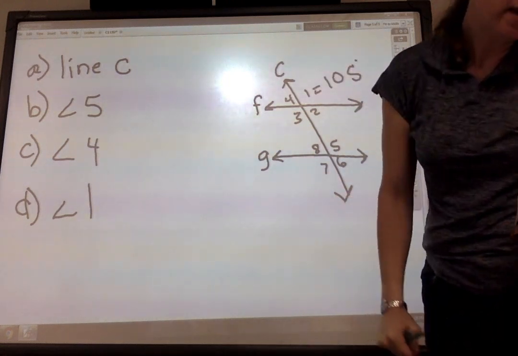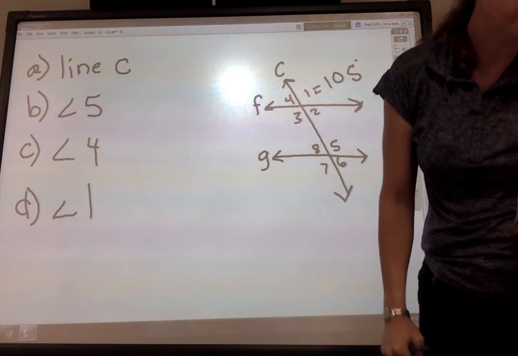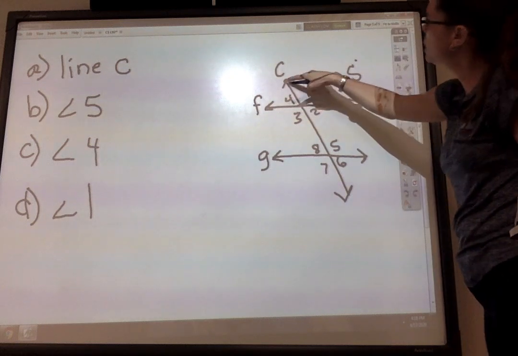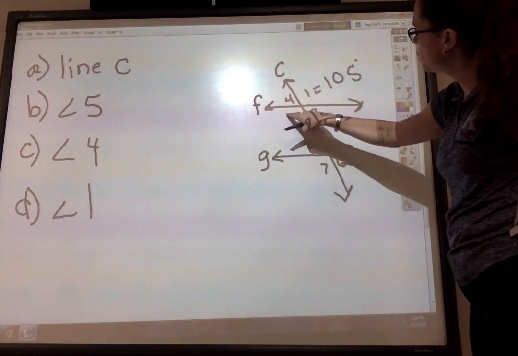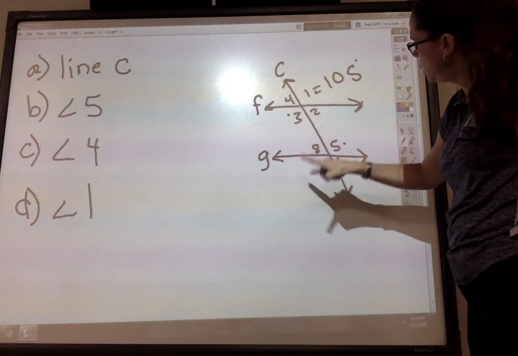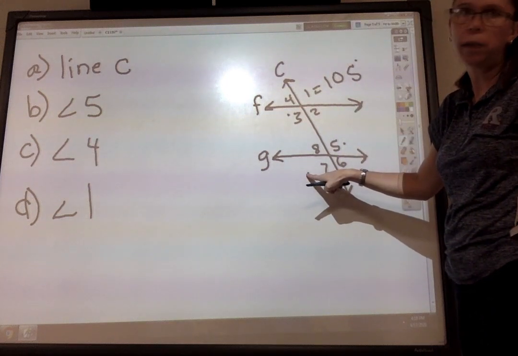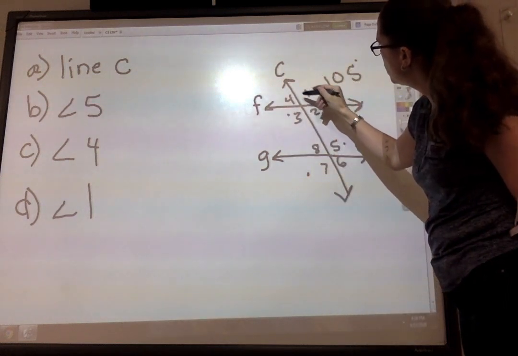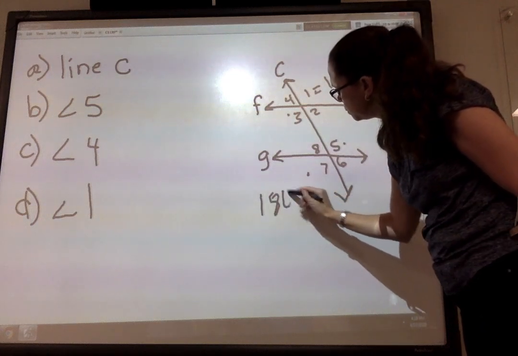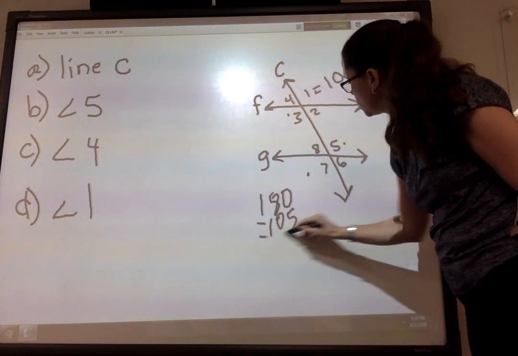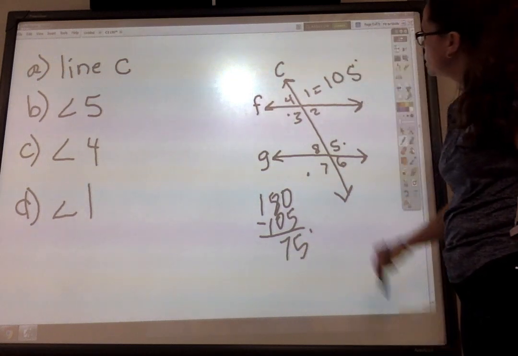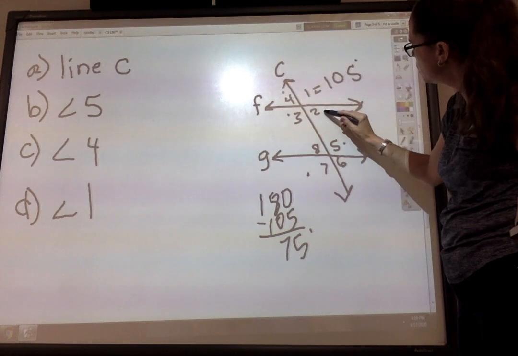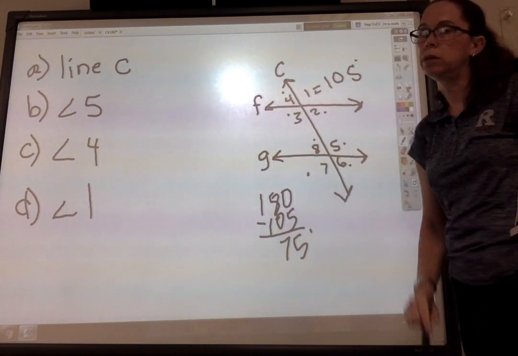Okay? Now E says, if the measure of angle 1 is 105 degrees, what's the measure of the other angles? Angle 1 measures 105 degrees. Angle 1 is obtuse. So this one is 105, and this one is 105, this one is 105. Okay? All the obtuse angles have the same measure. Now to figure out the acute angles, I know that angle 1 and angle 4 have to add up to 180. So 180 minus 105 gives me 75 degrees. So guess what all the acute angles measure? 75 degrees.